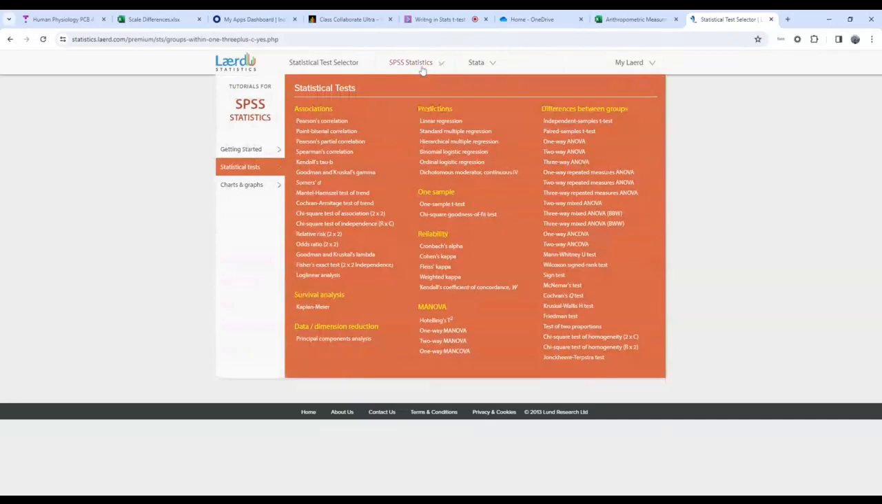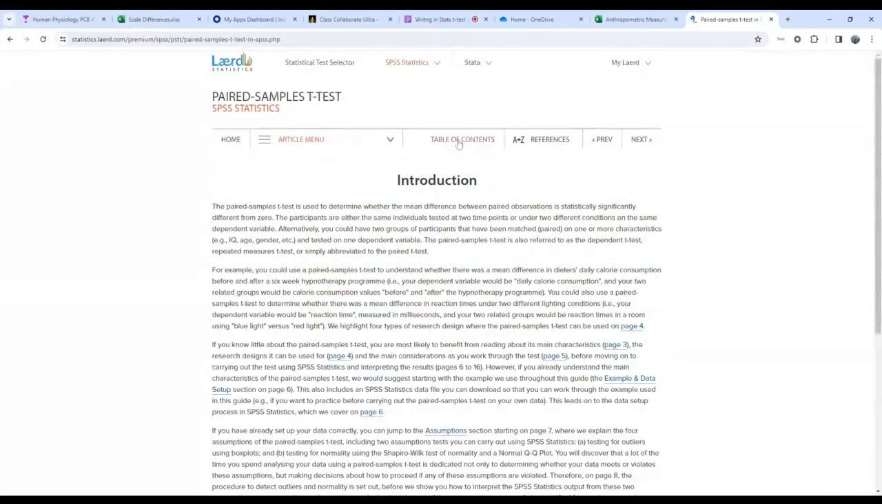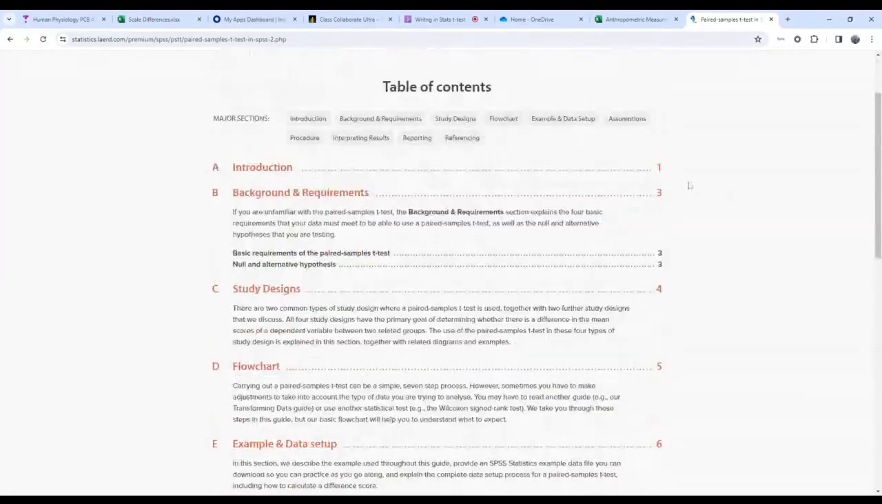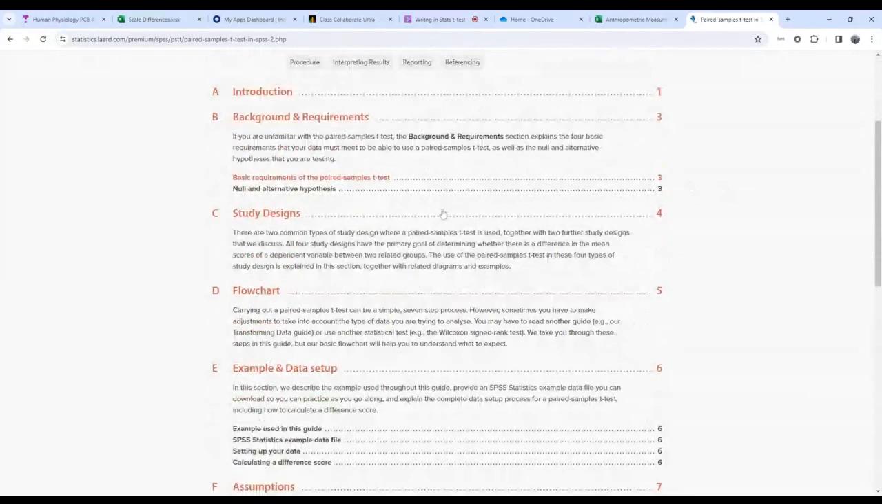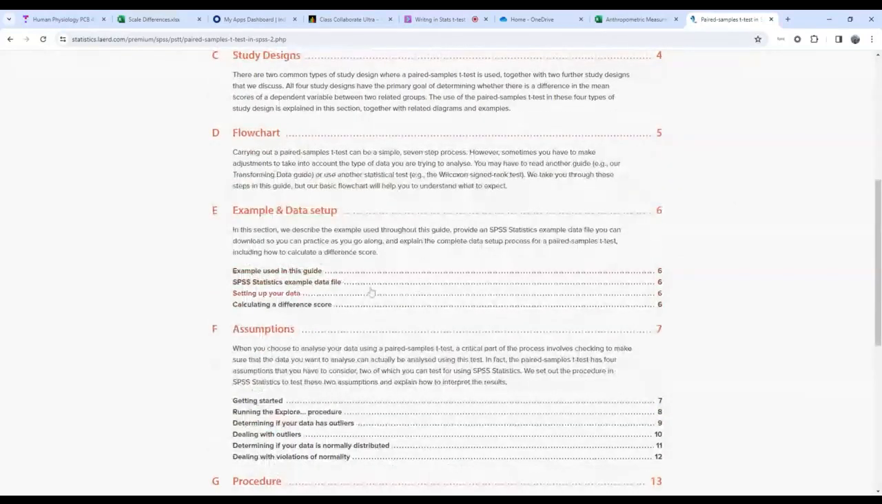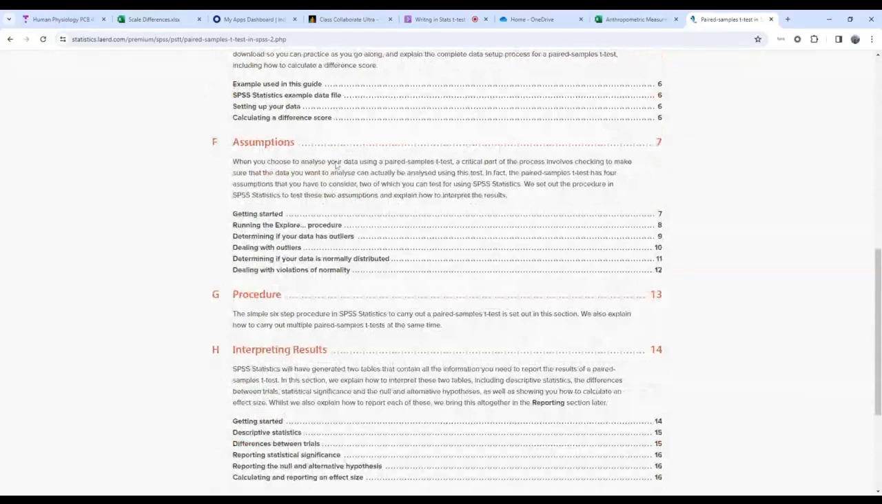So then we come up here, statistical tests. Go through all of these. They all have their uses. So let's just do a paired sample t-test. Click on it, and we get an introduction. So table of contents, here's all the stuff you get. Introduction, background, study design, flow charts, how to set up your data, assumptions.